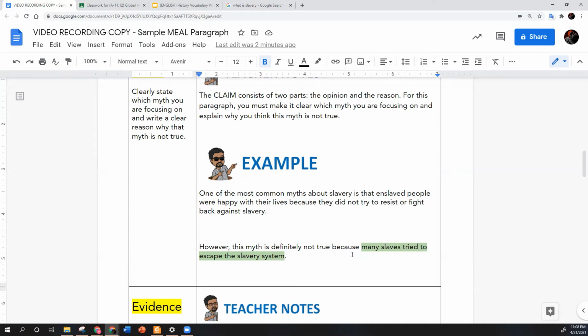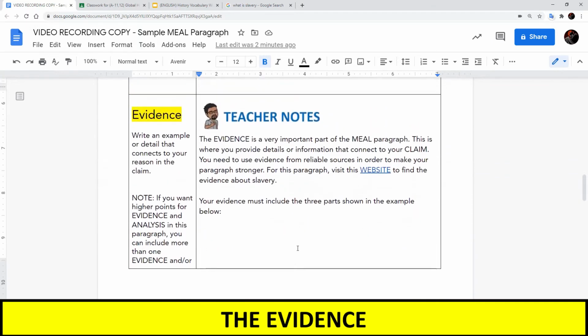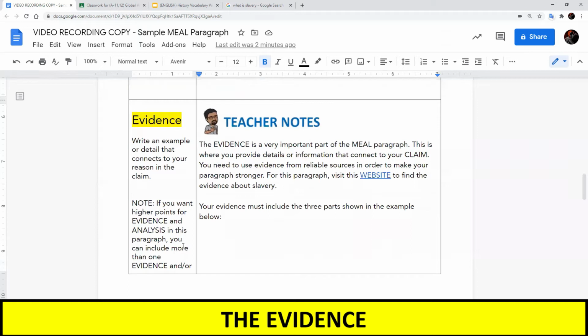So let's move on to that other important part, the evidence. The evidence is very important. It's the details and the examples that basically prove what your opinion is about, what your claim is about. Now, since it's history class, you are expected to use reliable sources. You are expected to provide the names of the sources, and to make sure that the evidence you are selecting really connects to the claim.